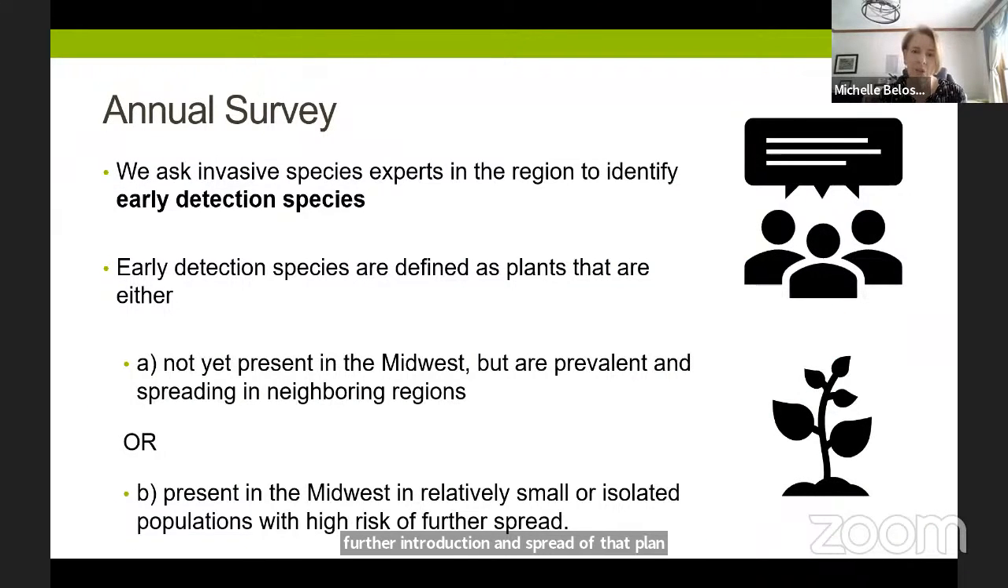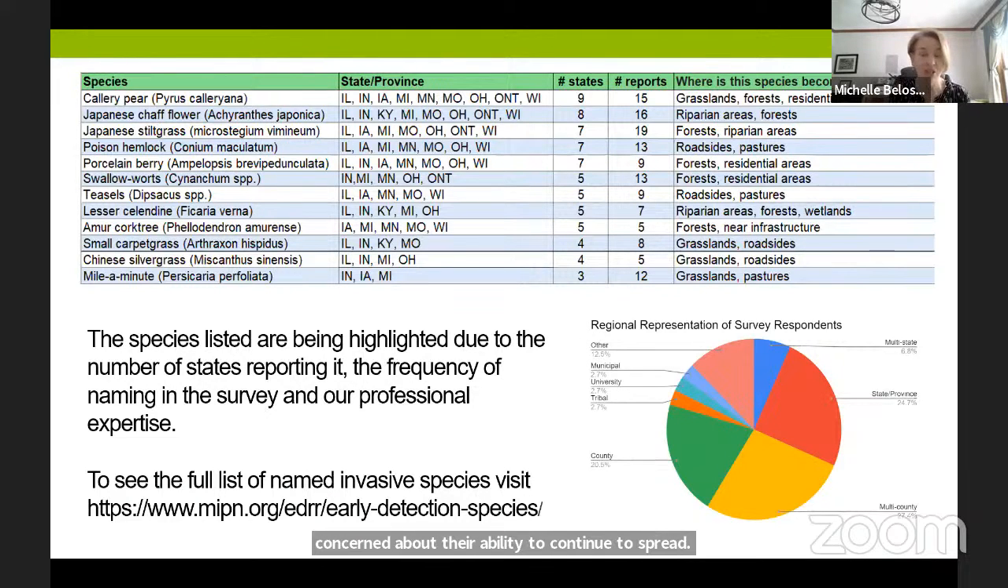So another way we determine what plants should be on our radar is to ask the experts. We have been doing a survey almost annually. We did one in 2020, 2022, and then last year, where we ask invasive species experts across our 10 state and province region what they consider to be early detection plants. So either these aren't in our region yet, but they're knocking on our door, or they're here, but they're still in relatively smaller isolated populations. Either way, we're really concerned about their ability to continue to spread. So we're just finalizing the results of that survey because we did it right at the end of last year.